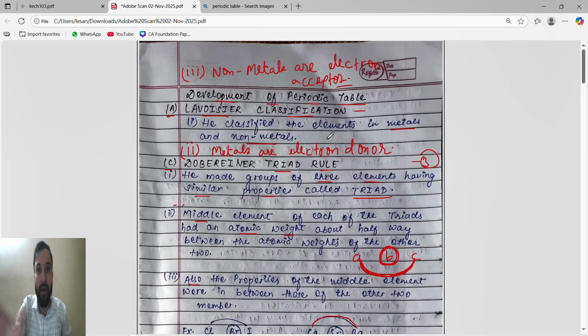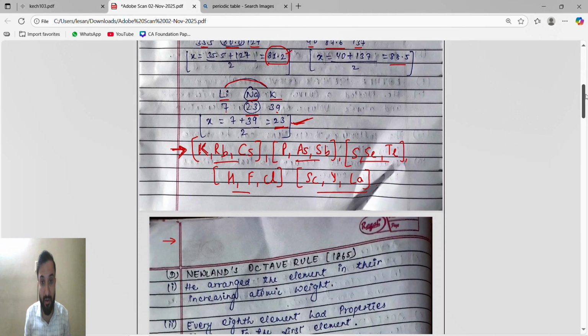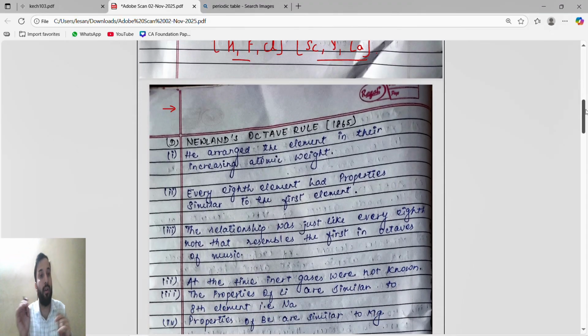Then Dobereiner's triads. Then he said to Lavoisier, what did you do? Nothing you did. Then Dobereiner brought the triads and he explained a lot. So if you explain a lot, obviously there will be a drawback. Then write down the next heading, drawback.